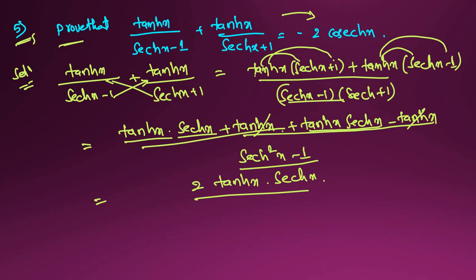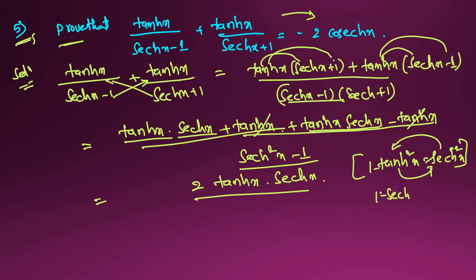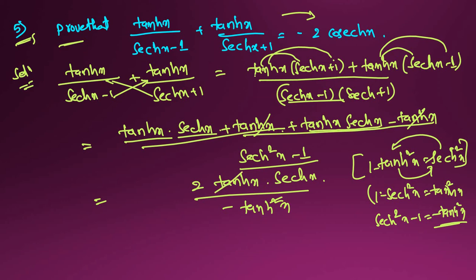Right. So what is the identity here? Wait, I will check in the textbook. So here the identity is 1 minus tanh square x is equal to sech square x. So this tanh square I will bring to this side, and the sech square I will bring to this side. It will become 1 minus sech square x equals tanh square x. If we multiply with the minus, it will become sech square x minus 1 equals minus tanh square x. So this will come here, minus tanh square x will come here, and tanh x will get cancelled.